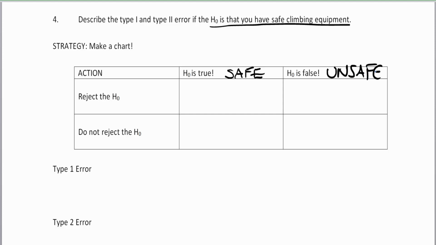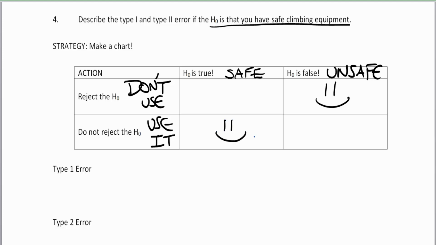So now everything in this column is going to be unsafe and everything in this column is going to be safe. Now, rejecting the null hypothesis would be to not use the equipment. And do not reject this null hypothesis means we're going to use the equipment. So, just like up above, this is the correct decision, because we're not going to use the unsafe equipment. And this is the correct decision too, because we are going to use the safe equipment.